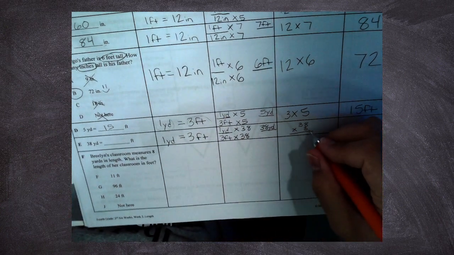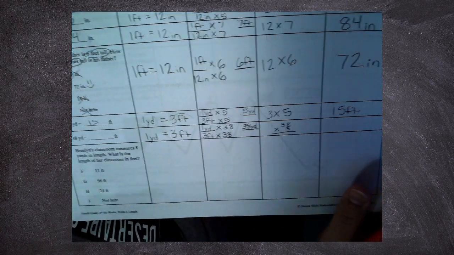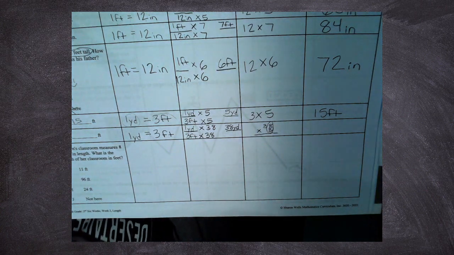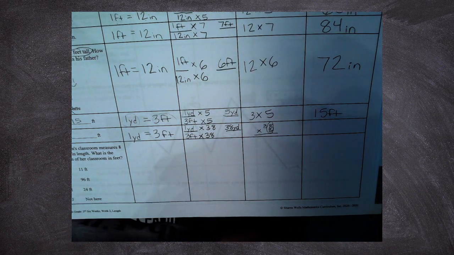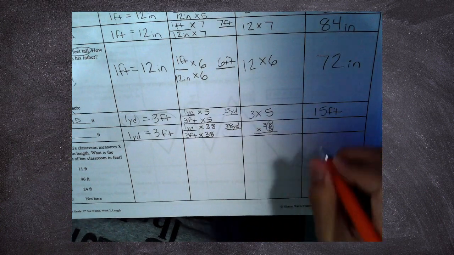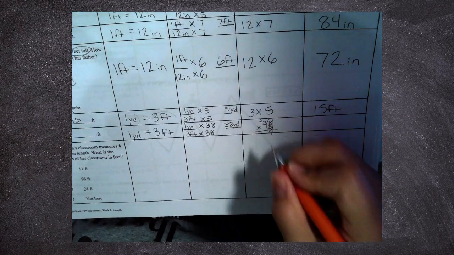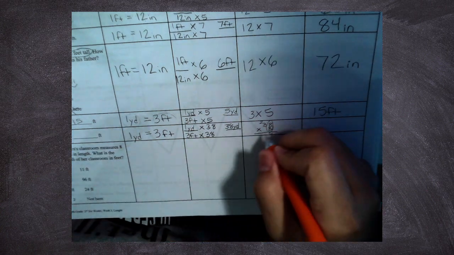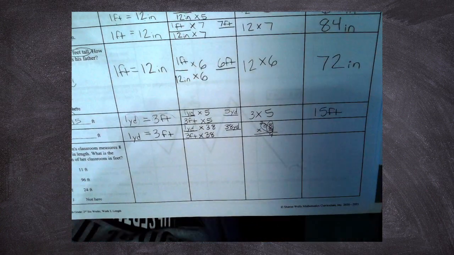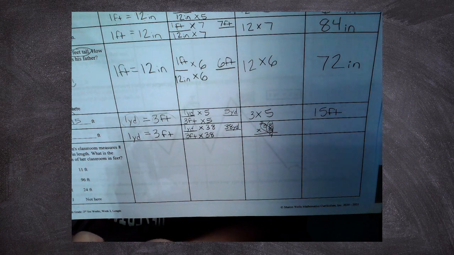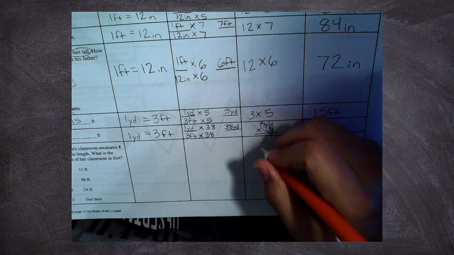Okay, so let's check that. I'm going to go piece by piece, step by step, okay? 3 times 8. What's 3 times 8, Jadine? 24. Okay, so I'm going to put a 4. I'm going to put a 2 over here. I'm going to carry the 2. And then 3 times 3. 9 plus 2 equals 11.